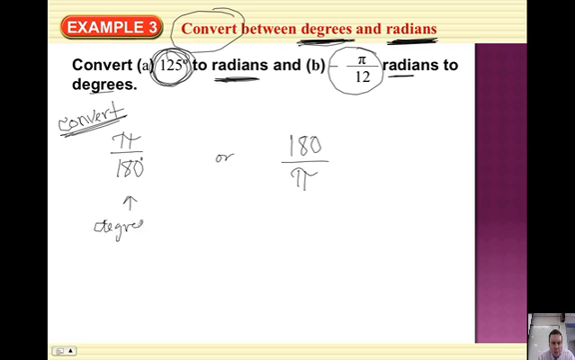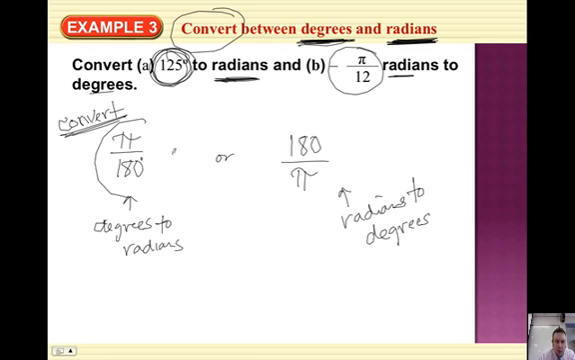degrees to radians. And this one you're going to convert radians to degrees. Okay? So make sure you understand these two. All you're going to do is multiply. That's all you're going to do. So 125.